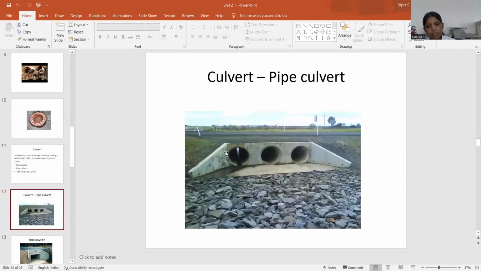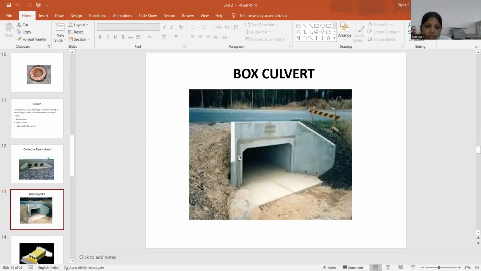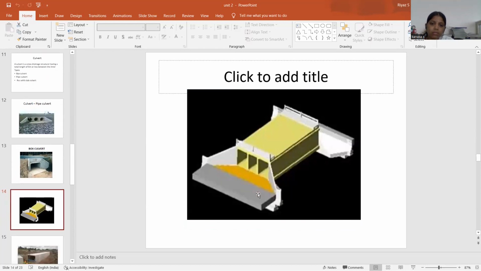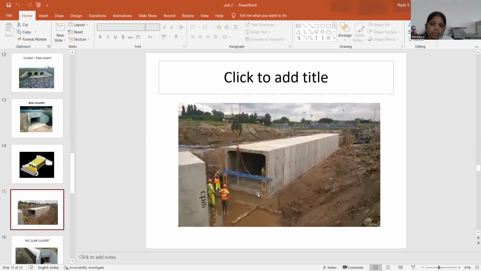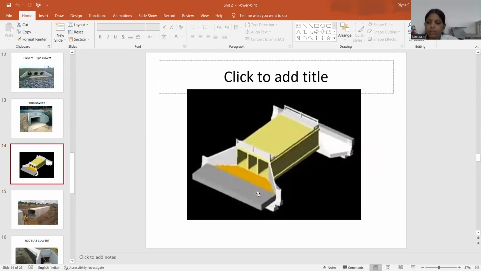So this is a pipe culvert, the circular pipe is included. So this is a pipe culvert. This is a box culvert, in the shape of a box. This is also known as box culvert.